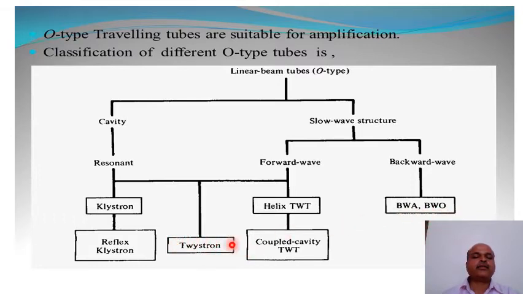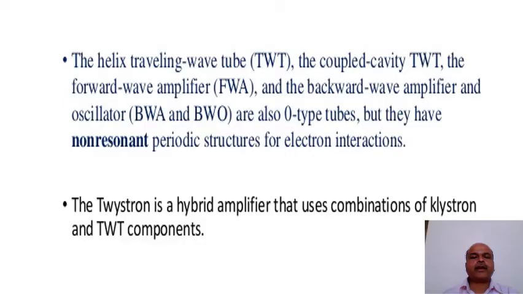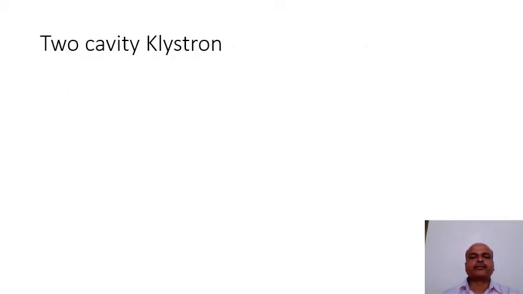And this Klystron is a combination or a hybrid model of Klystron plus TWT. Okay, so this is a tree diagram. You can keep in mind, if a question is asked, give classification of O-type tubes. Okay, so we have explained the tree diagram, so we'll skip this slide.